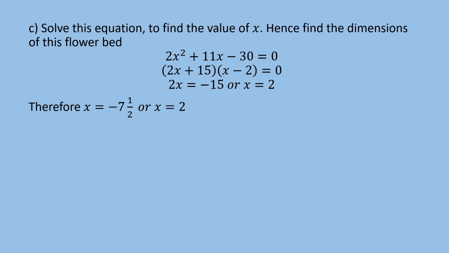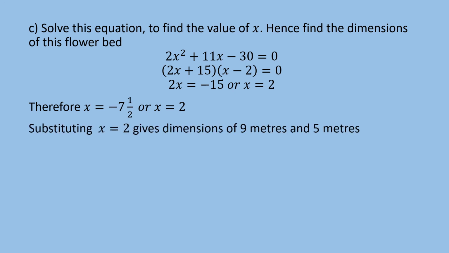But x equals minus 7.5 will lead to negative dimensions for the flower bed, so it must be rejected. Therefore, we have to use x equals 2. We know that the dimensions of the flower bed are 2x plus 5 meters by x plus 3 meters. So substituting x equals 2 gives dimensions of 9 meters and 5 meters.